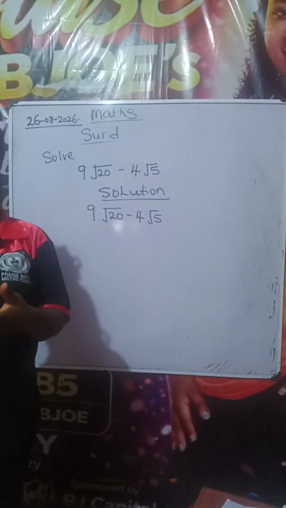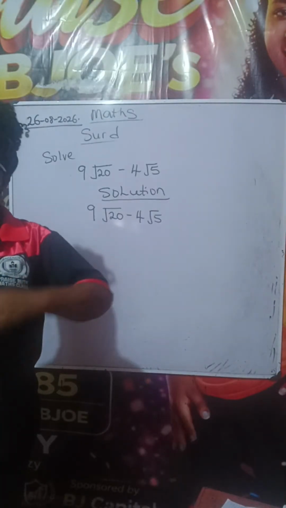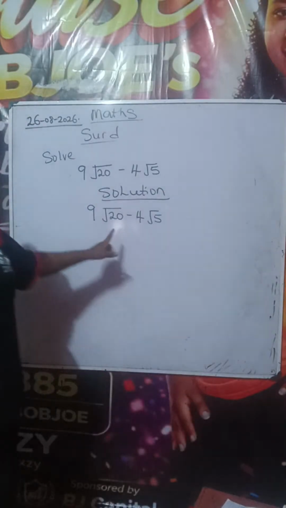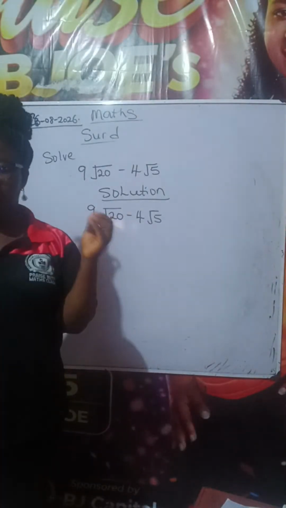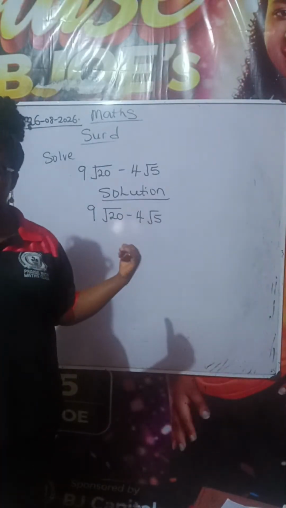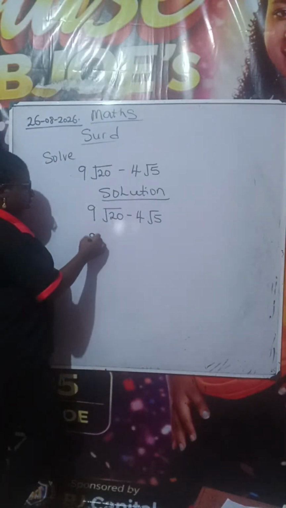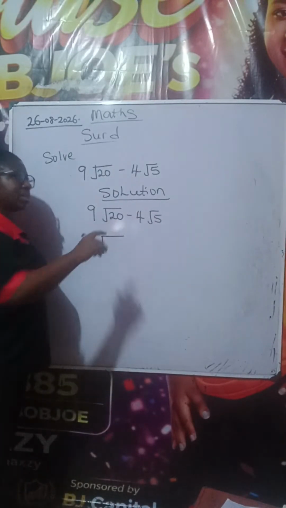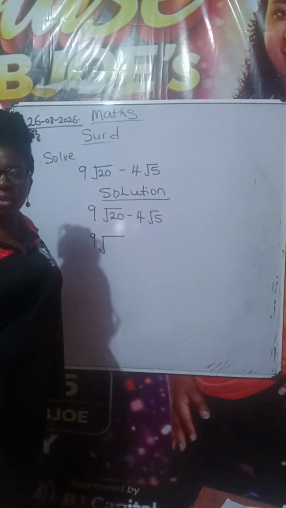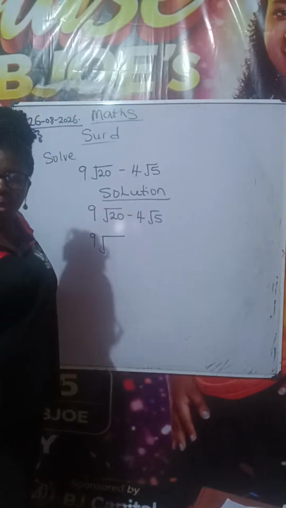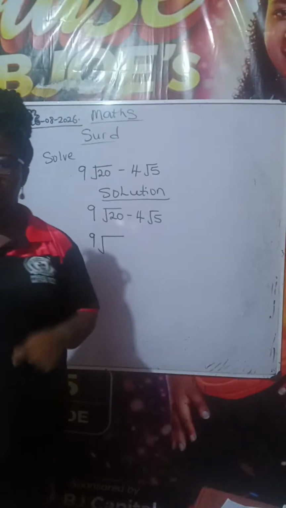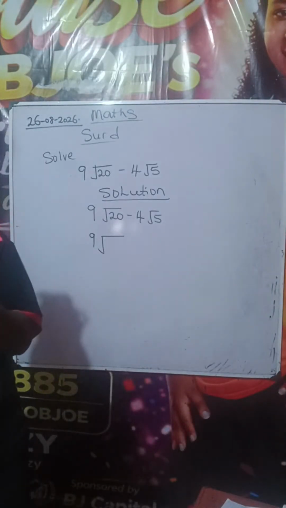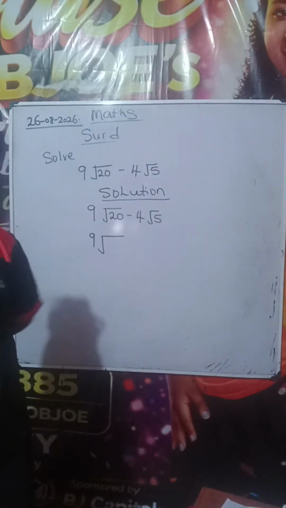Simplify means, can I put it in the same root? For example, if I have black, can I change it to white? Yes. Now, the root here is 5, the root here is 20. Can I make the root to be the same thing in the same form? So let's try it and see. So we have 9 root. Now 20 is the same thing as what perfect number multiplied by any number that will give me 20? A perfect number means a number that I can get the square root of. Okay, 4 times 5.